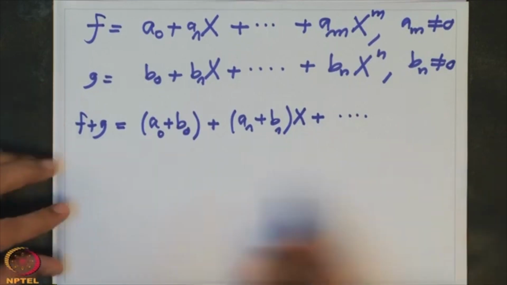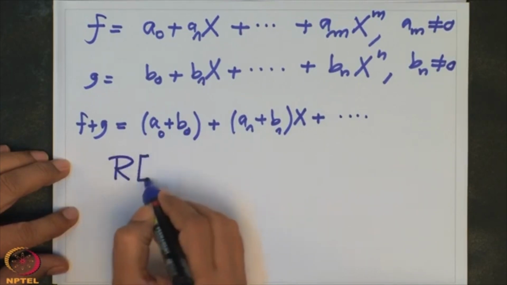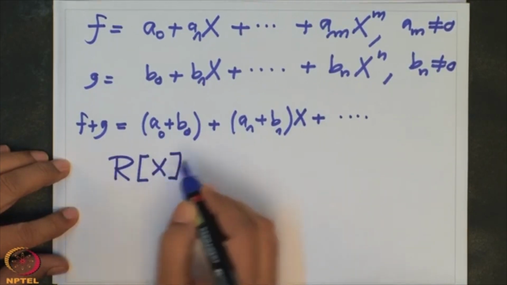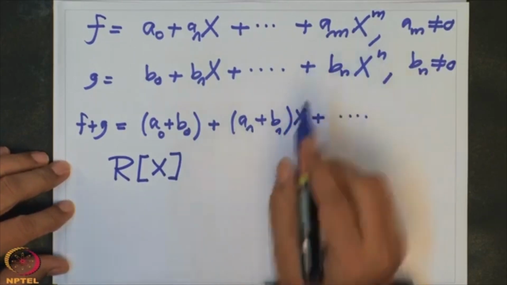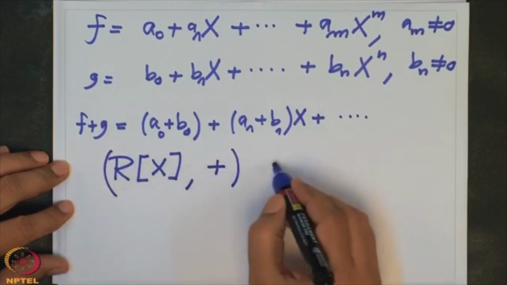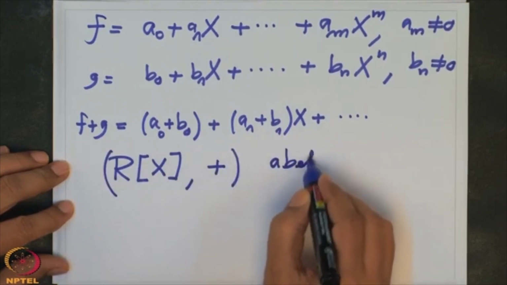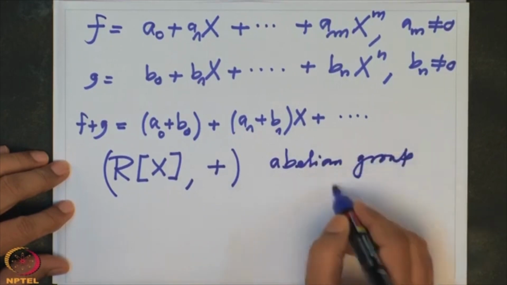Now one has to check that this addition is associative and the polynomial 0 is the additive identity, and with respect to plus, these polynomials form an abelian group. This I will not check, I will simply say check.